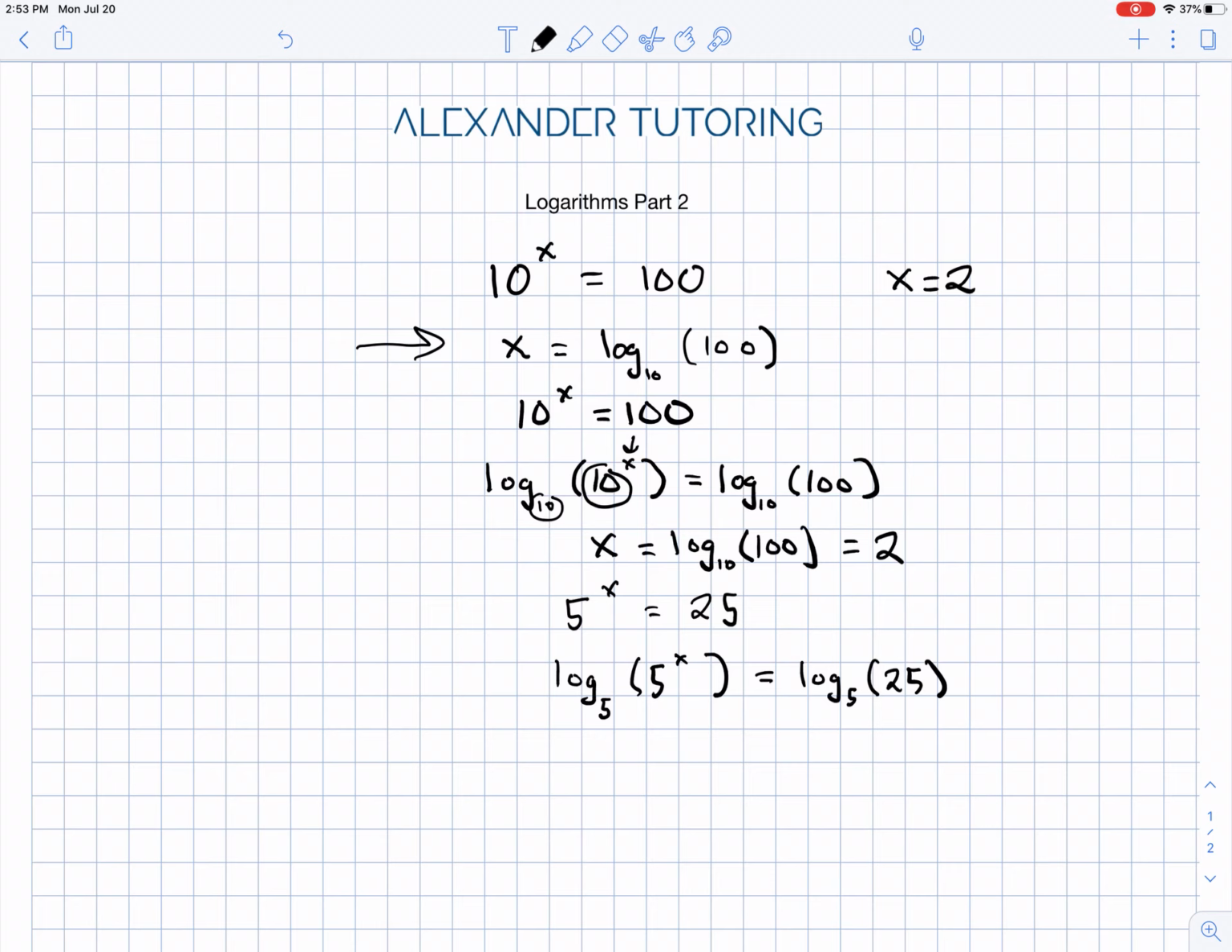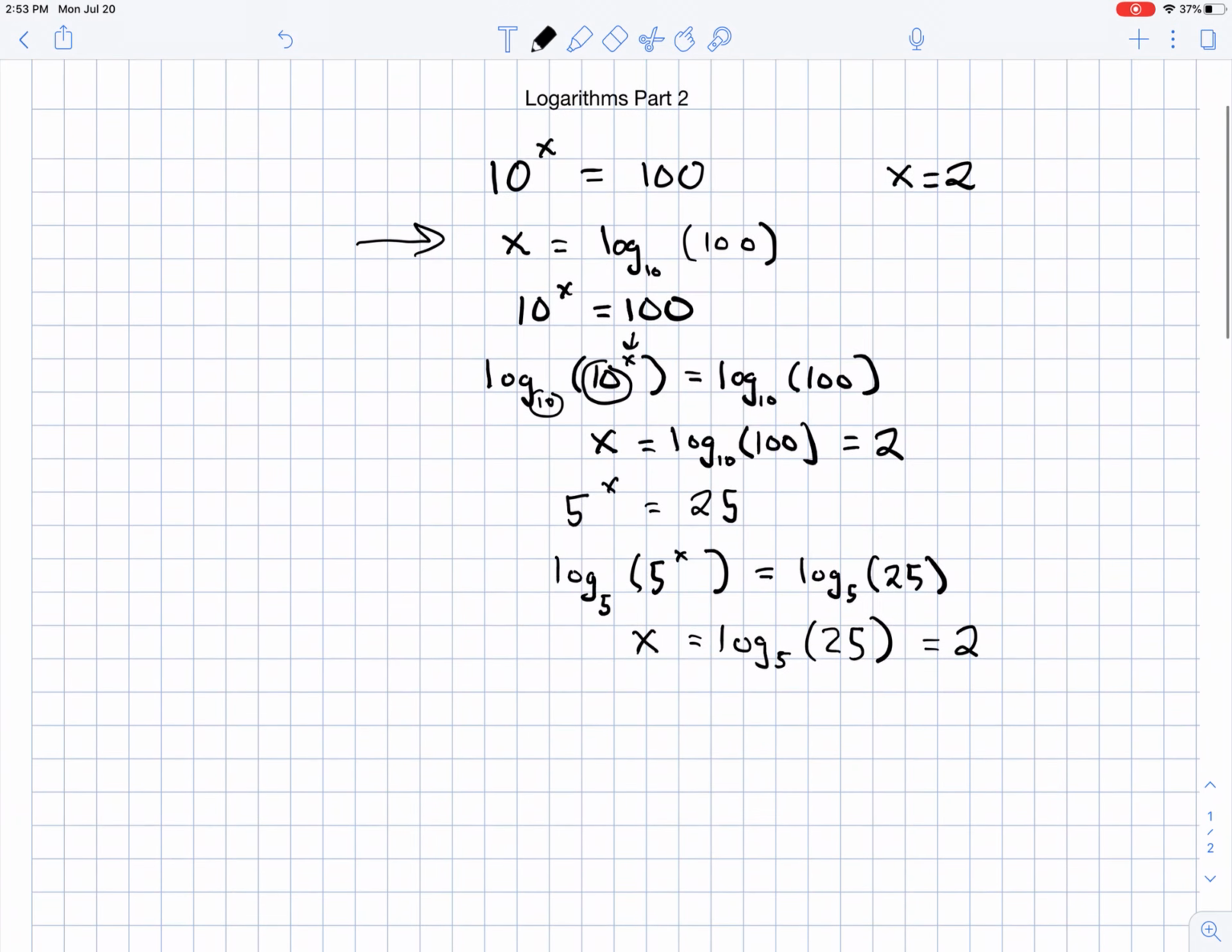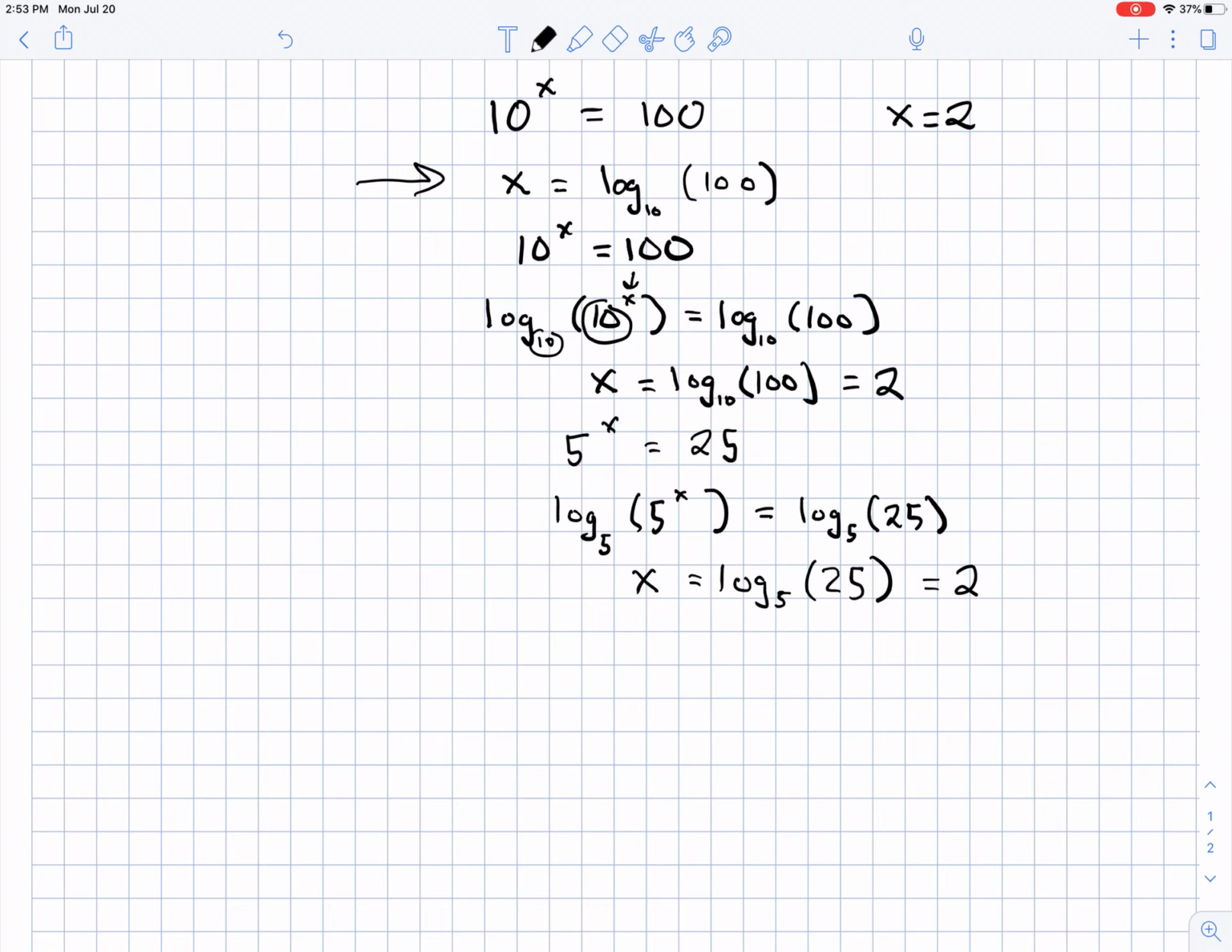Okay, you can see that the base of the logarithm, 5, matches the base of the exponential, 5, right? When those two match, it delivers you the exponent. So the log base 5 of 5 to the x is x. Another way to think of it is the logarithm base 5 is the inverse operation of 5 to the x. So when you plug the original function into its inverse function, it always delivers x. So x equals log base 5 of 25. And again, we saw that just from looking at it is 2. That's what your calculator would tell you if you did log base 5 of 25.